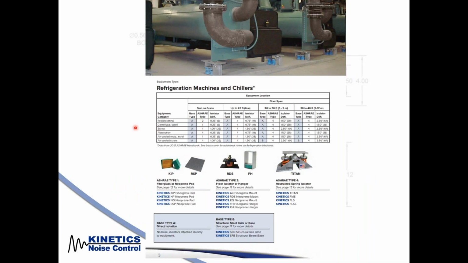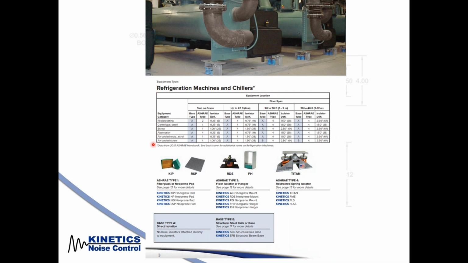So what do I mean by bringing the charts from the ASHRAE handbook into the actual document? Here's an example of the chiller page. At the top, we have a nice picture of a chiller. And then, of course, we have the chart that goes right with chillers from the ASHRAE handbook pulled onto that page.